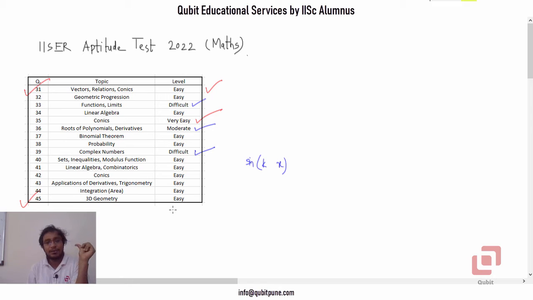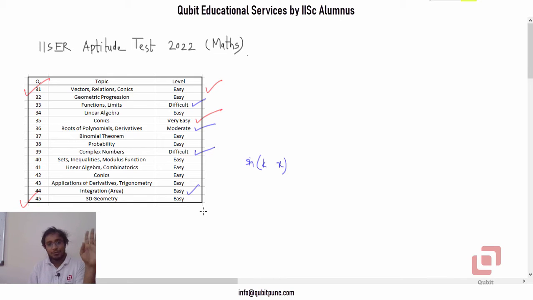Then there was another question on area integration. This was a very simple question on integration. I didn't expect that. That was also an easy question. You could use the symmetry of the figure to calculate the total area by multiplying the area in the first quadrant by 4. And at last we had a 3D geometry problem where a point was given and the direction ratios of the normal were given, and we had to find the equation of the plane.